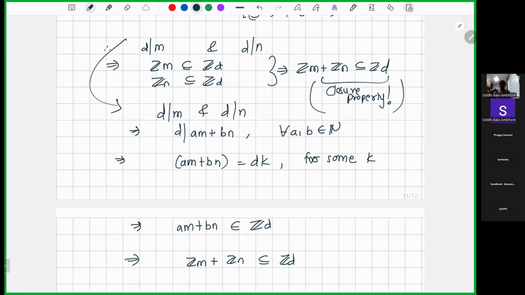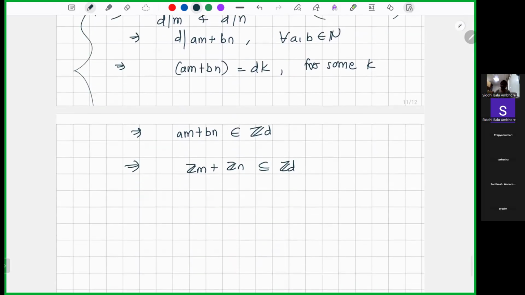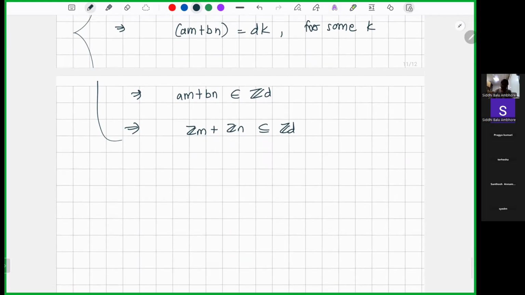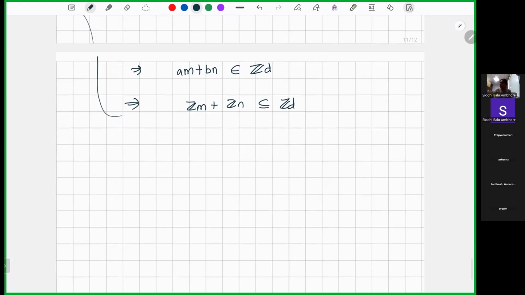But in this argument which we are using here, we can explicitly see how the elements from Zm plus Zn belong to my set ZD. Okay. So now this inclusion is clear. Now the other way around. We need to show that this ZD is contained in Zm plus Zn.